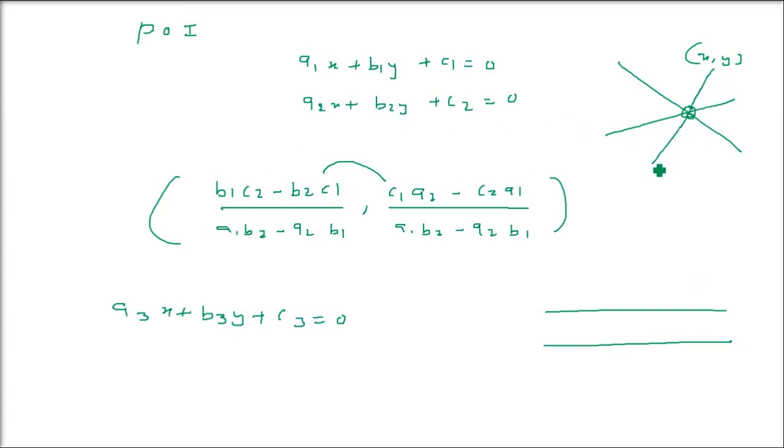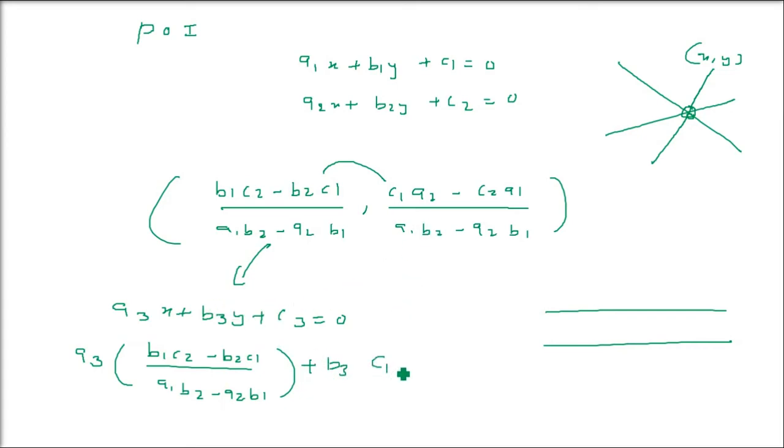When two lines are intersecting and the third is also passing through, that means this point also lies on the third line, so it needs to satisfy this line. So in the place of x, I put (b1c2 − b2c1) / (a1b2 − a2b1), which is the x point lying on this line also, and for y, which is (c1a2 − c2a1) / (a1b2 − a2b1), and then + c3 = 0.